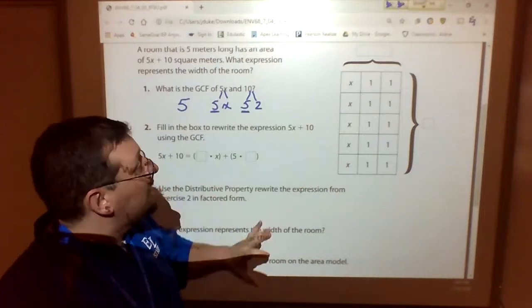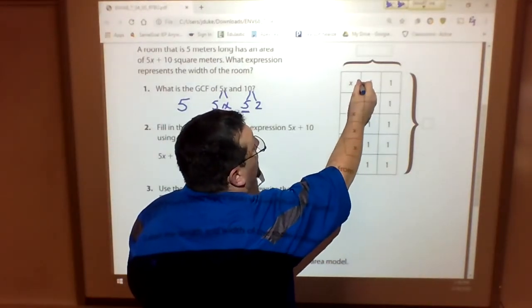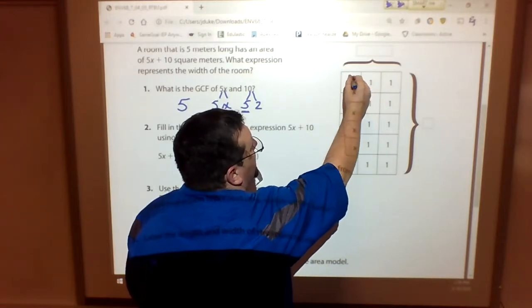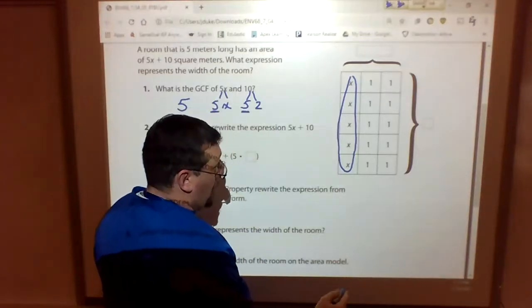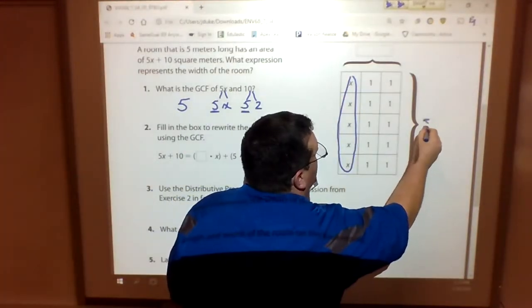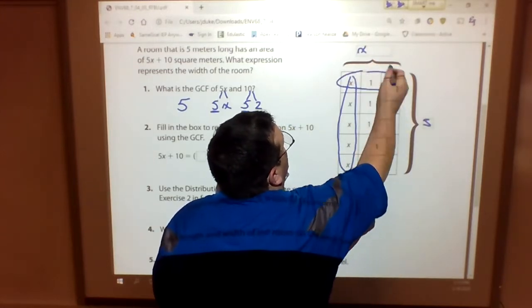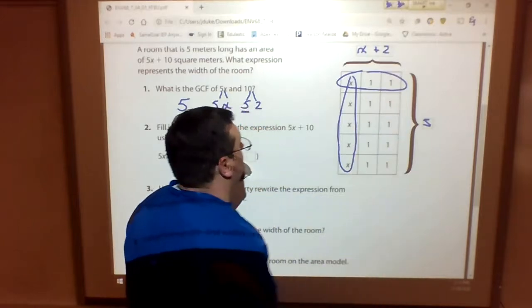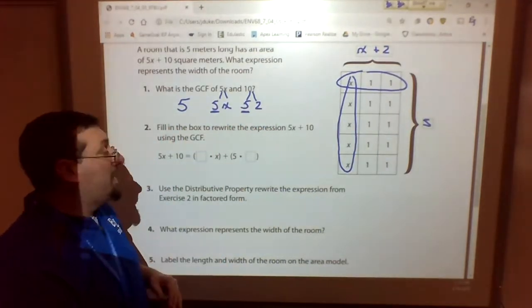Okay, so how they did it over here is they are saying that I have 5 x's and I have 10 ones. How many rows do I have? Well, 5. All right, and over here, I simply combine like terms, x plus 2. Okay, they're doing the same thing I did. They're just doing it in a little bit longer fashion.